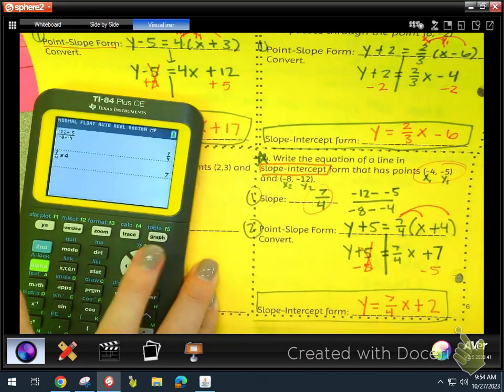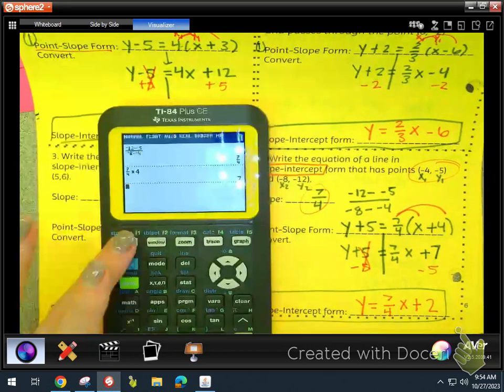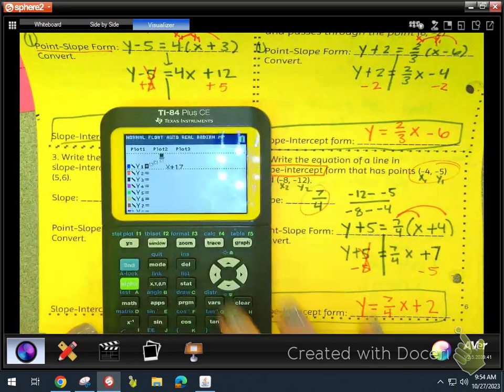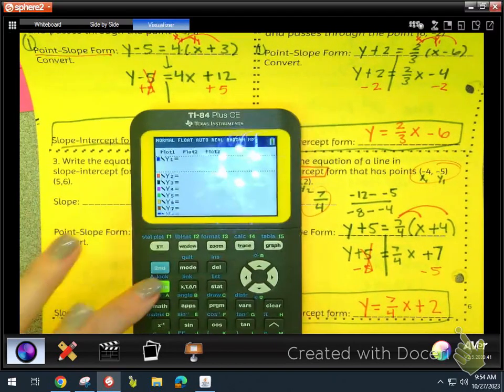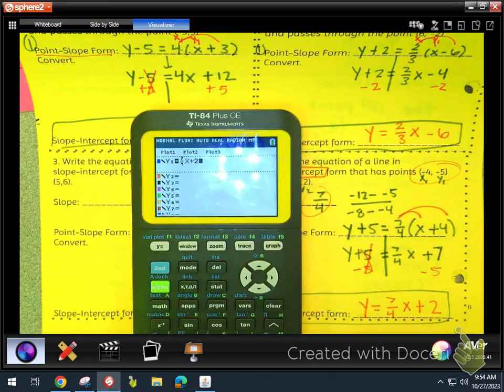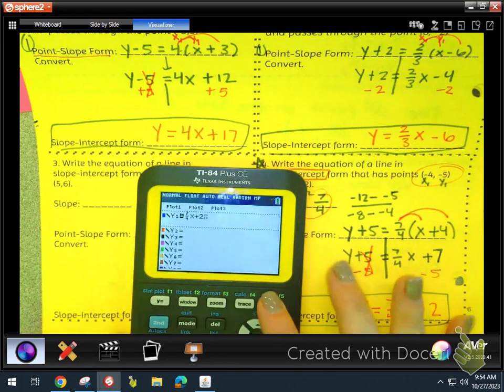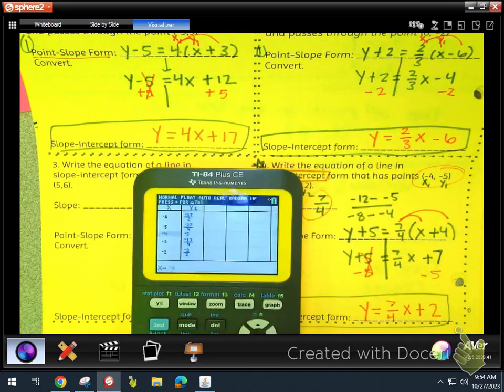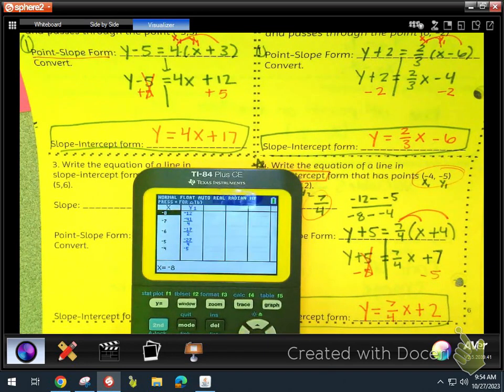Now, this problem, you're looking for how many points? Whoa, whoa, whoa. How many points are you looking for? 2. You're looking for -4, -5. Check, check. You're looking for -8, -12. Check, check. Okay? Try number 3.